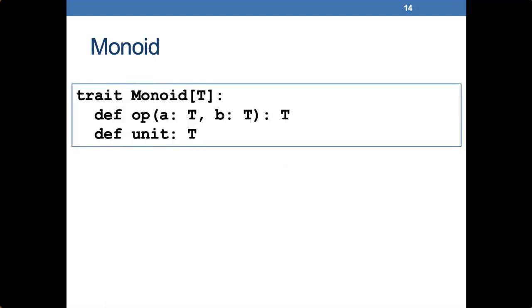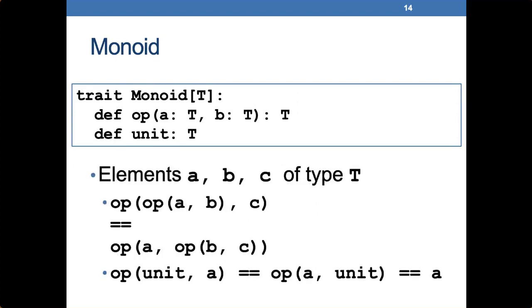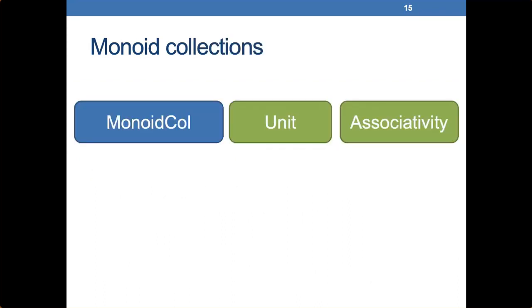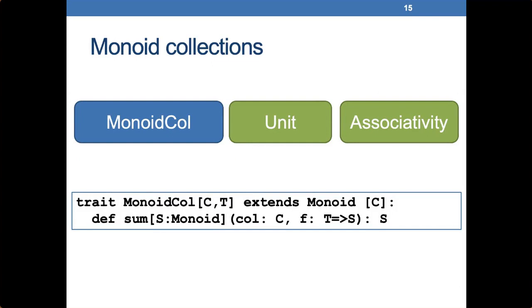So the monoid basically has an operation op and an element unit, where we have the associativity and the unit feature for these two constructs. And what are monoid collections? They are collections with a monoid structure with a particular operation called summation, where whenever you give it a particular type, which is a monoid, and you apply a function f which returns an object of that monoid type, it is going to apply the monoid operation over all the elements.